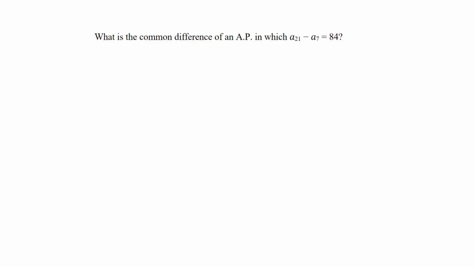Hello everyone. In this video, we are going to discuss very important questions of the chapter Arithmetic Progression. So let us discuss the first question. What is the common difference of an AP in which A21 minus A7 equals 84?